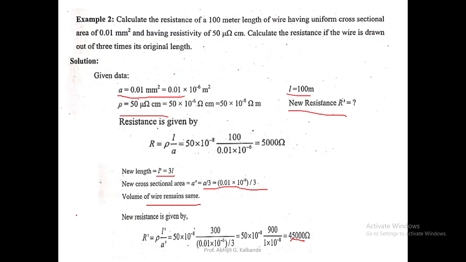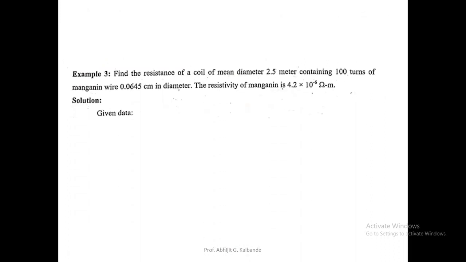So the numerical was simple. The numerical was the same as the previous one, but one extra term will be added here: after changing the length or the area, what exactly the change will be in terms of the resistance, that we have to find. Okay, so I hope you understand it. Let me move to another numerical.